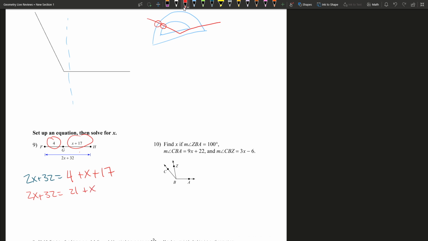So the first thing you do is to simplify both sides, and then we're trying to get x by itself. So I'm going to subtract x from both sides, and then subtract 32 from both sides. And then negative 11 is your answer.